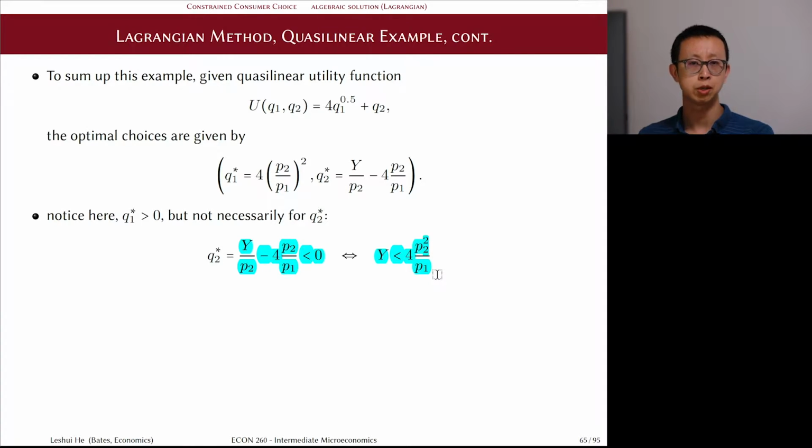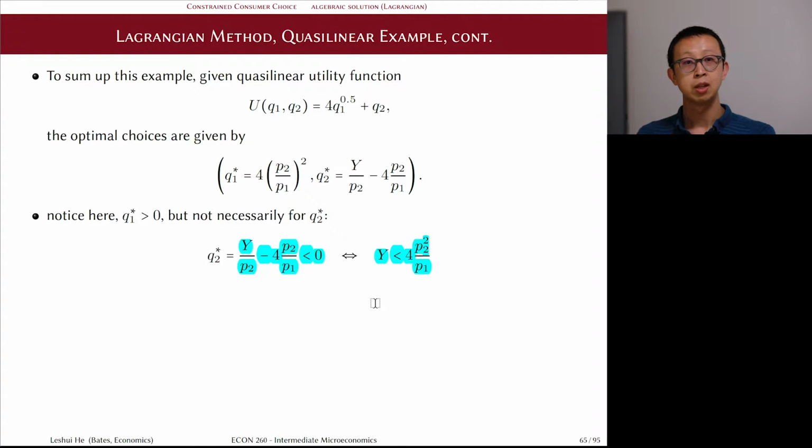Now, if the consumer's budget is greater than 16, then this inequality would fail, meaning that the consumer's choice of Q2 star will not be less than 0. In other words, the consumer would actually purchase a positive amount of Q2. However, if the budget is lower than 16, then this inequality would hold, meaning that Q2 star will now become negative. In other words, our solution that we just found through the Lagrangian approach is now prescribing a negative amount of Q2 to maximize the consumer's utility.